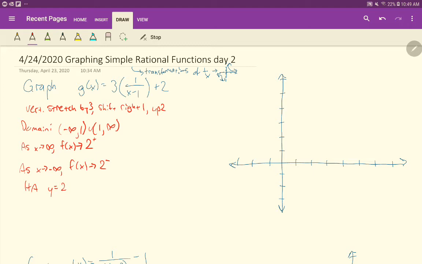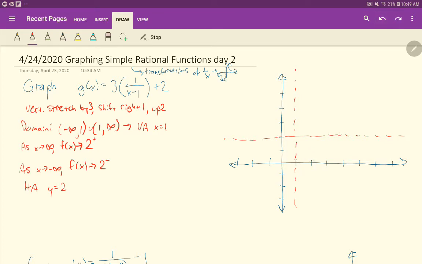Okay, and because of this domain restriction of 1, we know that we also have a vertical asymptote at x equals 1. x cannot be 1, so we're going to put this boundary line here that shows that x cannot be 1. And then again, horizontal asymptote at y equals 2, just like that. Now at this point you can make a table if you want to get some more points. I always encourage people to go 1 x value to the right of the asymptote and 1 x value to the left of the asymptote.